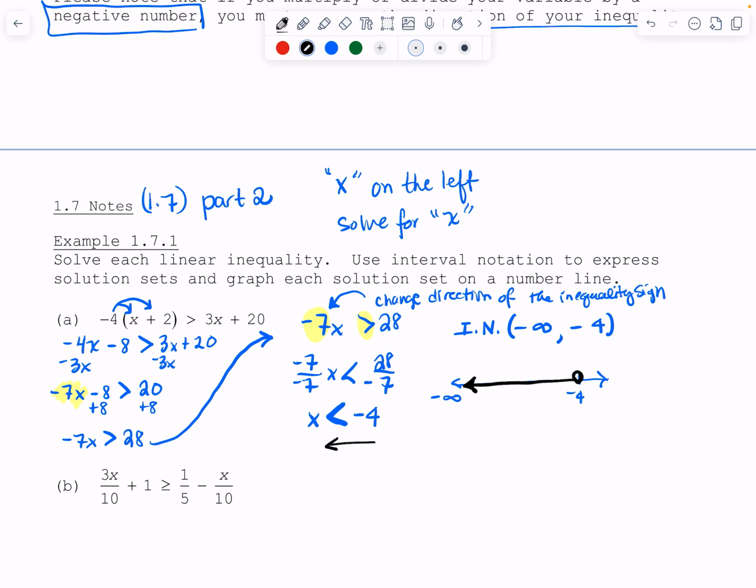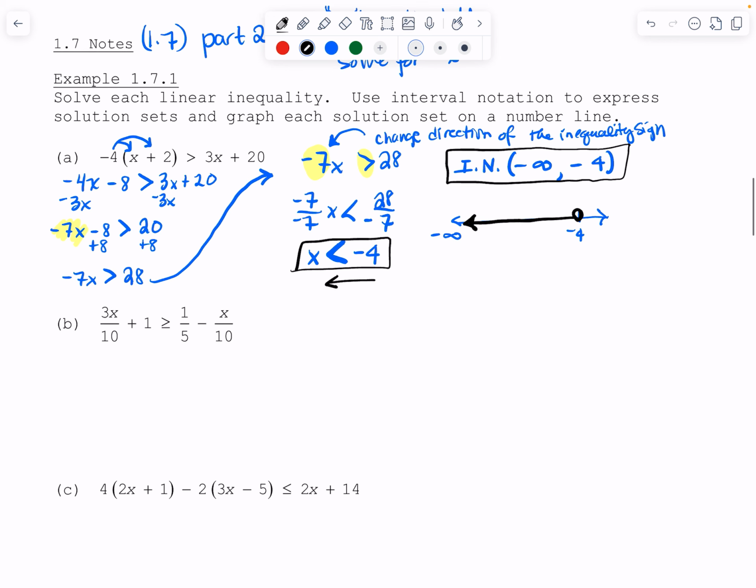Okay? All right, guys. So we did the first question. I answered the question. I solved the linear inequality. I wrote it up in interval notation, and I also graphed the solution. So let's go ahead and move on to this next one.